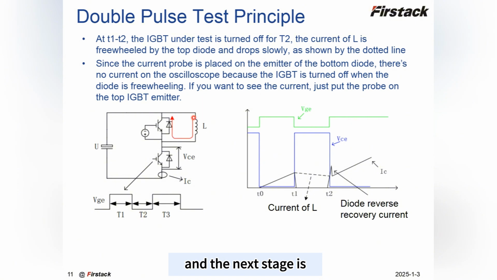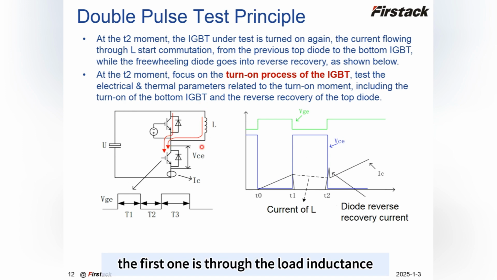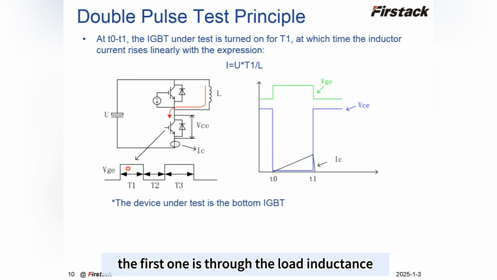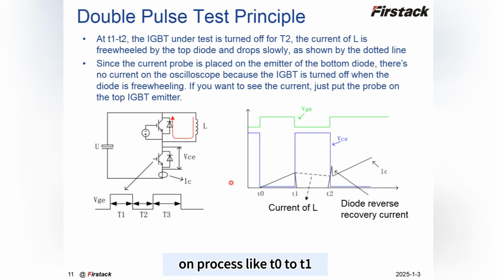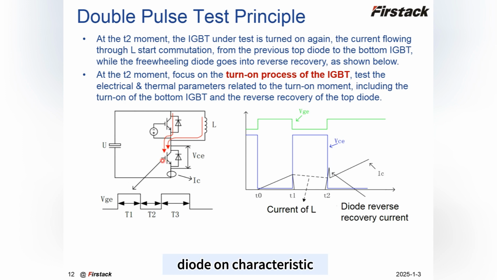The next stage is at the moment of T2. The IGBT is turned on again, and the situation now is more complex. There are two current flow paths. The first one is through the load inductance, which is similar to the first turn-on process from T0 to T1. And according to the diode properties, there is an extra reverse recovery current from the diode to the IGBT. This current is caused by the diode's own characteristic.